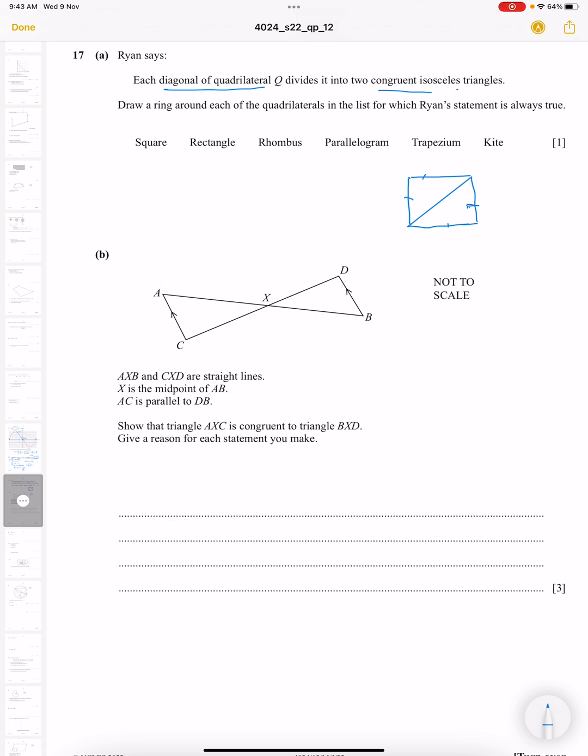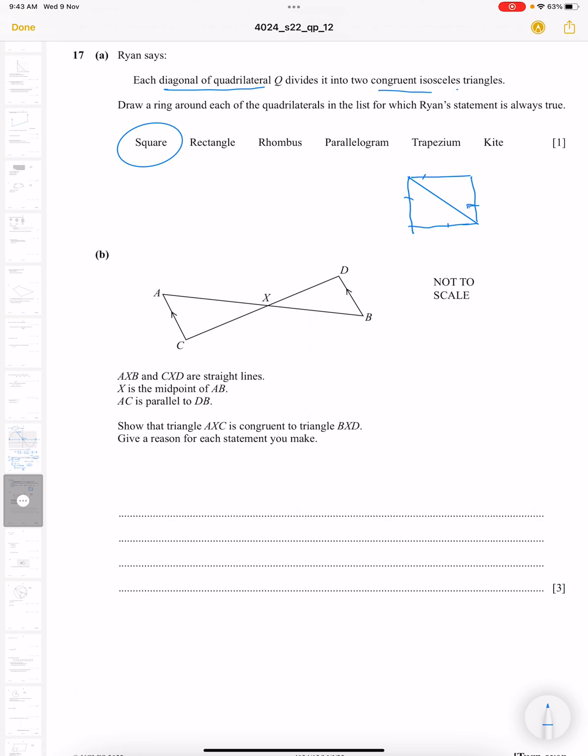In the same way, the other diagonal of the square, in this direction, will also divide it into two isosceles triangles. So that's why a square fulfills this condition. So one shape is a square. Now let's think of another shape, which will also fulfill this condition.